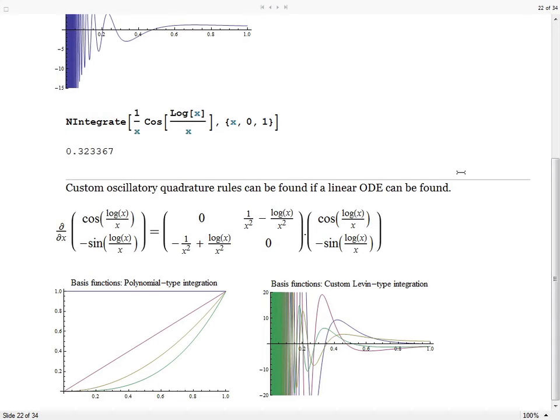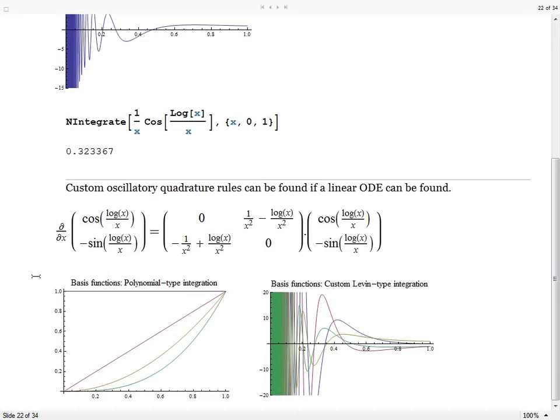These methods work by approximating the integrand using a more suitable set of basis functions than traditional general-purpose integration methods. In all general-purpose integration methods, such as Newton, Gaussian, or Clenshaw-Curtis quadrature, the integrand is essentially approximated as a polynomial. That is, it's approximated as the sum of basis functions like x, x squared, x cubed, shown here. In a Levin-type integration method, a different and better suited set of basis functions is used.